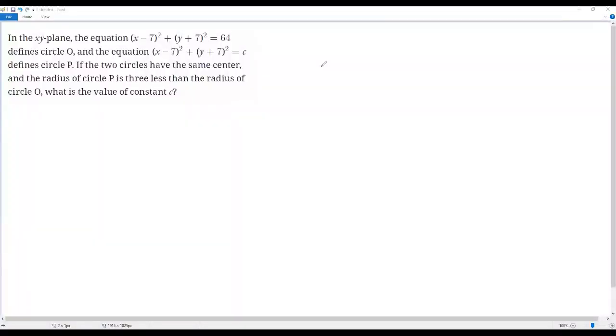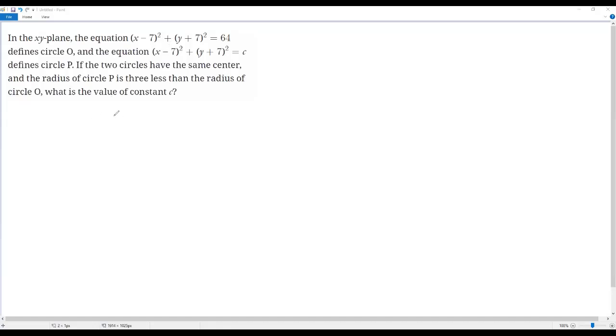Here we have an SAT math question. Okay, let's go over the question. In the xy plane, the equation (x − 7)² + (y + 7)² = 64 defines circle O, and the equation (x − 7)² + (y + 7)² = c defines circle P. If the two circles have the same center and the radius of circle P is 3 less than the radius of circle O, what is the value of the constant c?